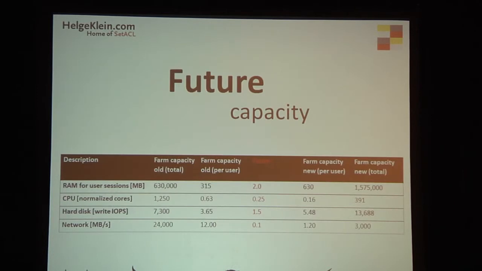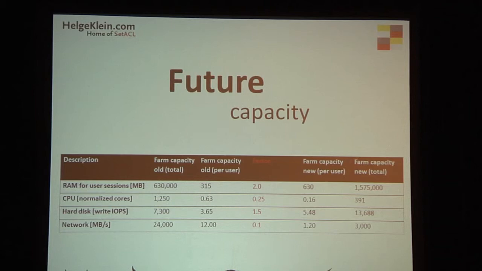Now, with all these numbers, let's get back to that Excel table from the very beginning. We're nearly done, the boring stuff is about to end. We now know the capacity of the existing farm, both in absolute numbers and in the numbers per user. Remember, I've got 12 megabytes per second network capacity per user, 0.6 normalized cores, and so on.